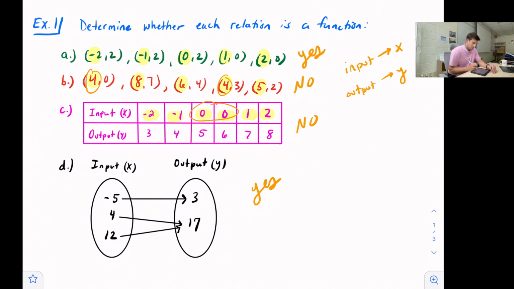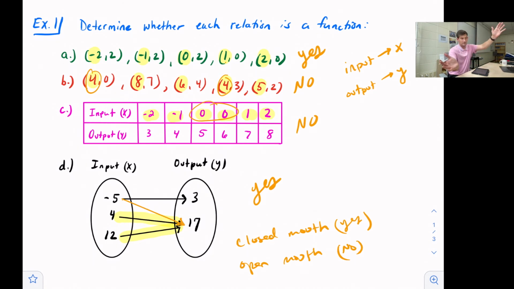One way to think about mapping diagrams is these arrows here. These two arrows come together, right? Almost like they're closed. I call this a closed mouth, like an alligator or something like that. Closed mouth, we would say, yes, that is a function. Open mouth, we would say, no, that is not a function. So for an open mouth, maybe we have (-5, 3) and (-5, 17). Notice in that case, we have -5 having multiple outputs, so that would not be a function.